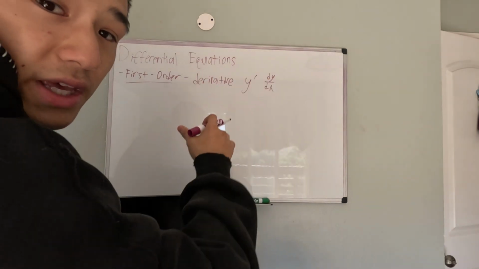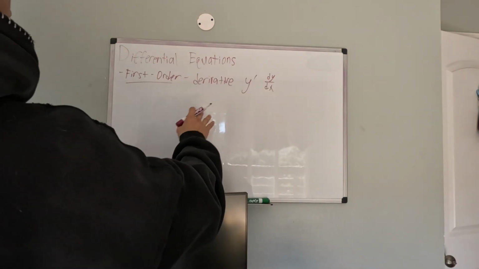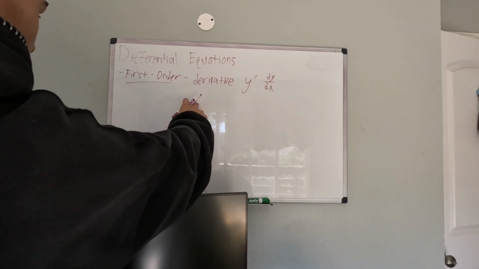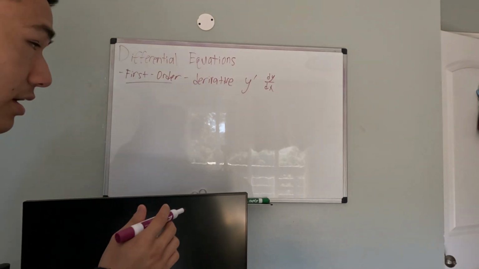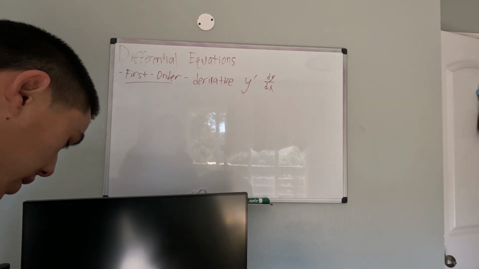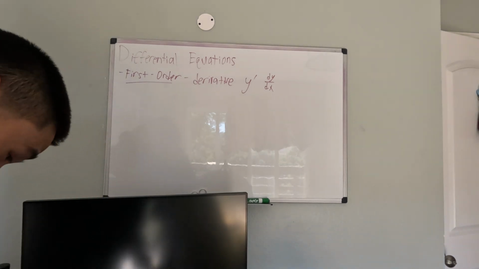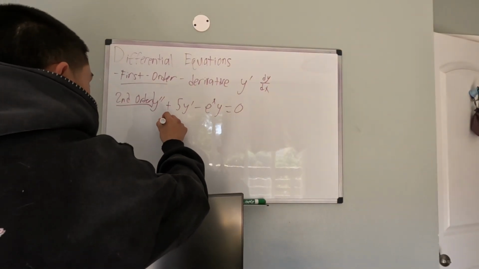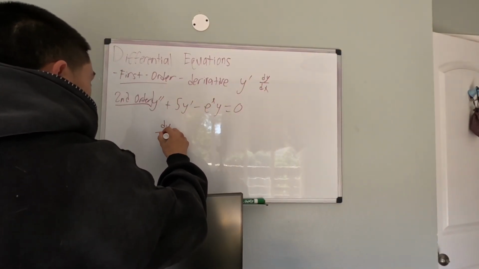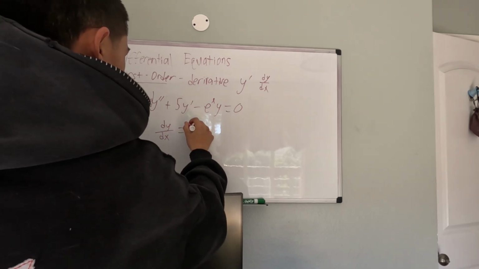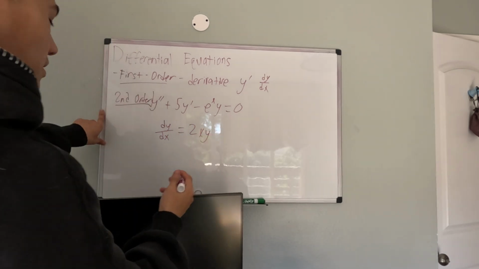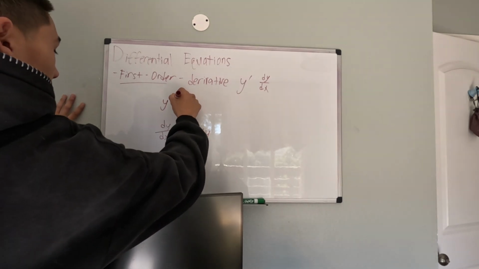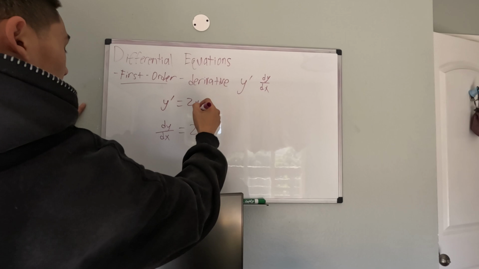Now that you went to that video and you understand how to take a derivative and what a derivative is, now you can understand what a first order differential equation is. Here I'm going to write up an example. A very basic first order differential equation can look something like this: dy/dx equals 2xy. This can also be written as y prime equals 2xy.